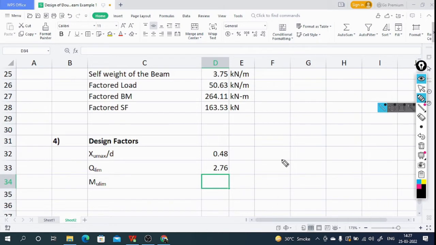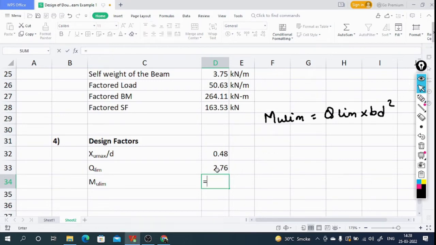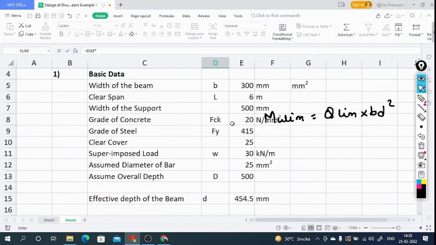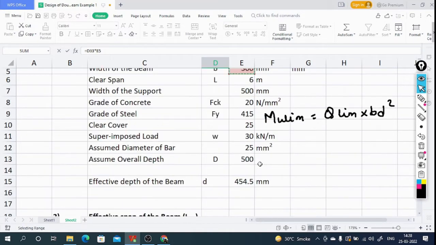The formula of MULIM is MULIM equal to QLIM into BD square. This formula we have to insert in the cell. Equal to QLIM into B into D square, small d square, into D into D.